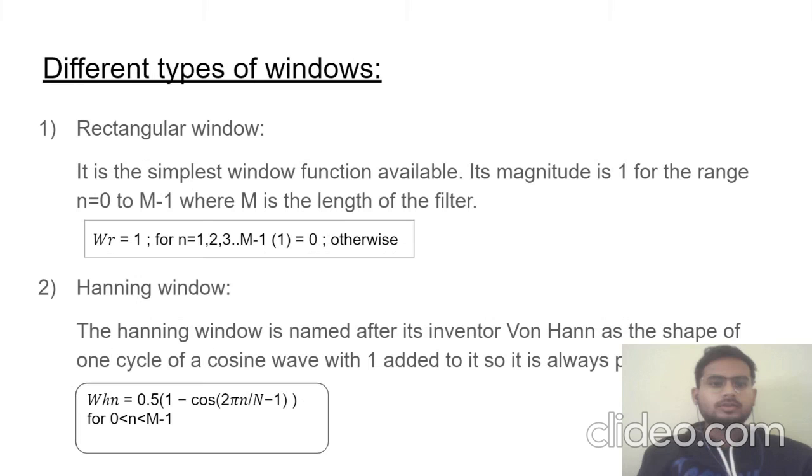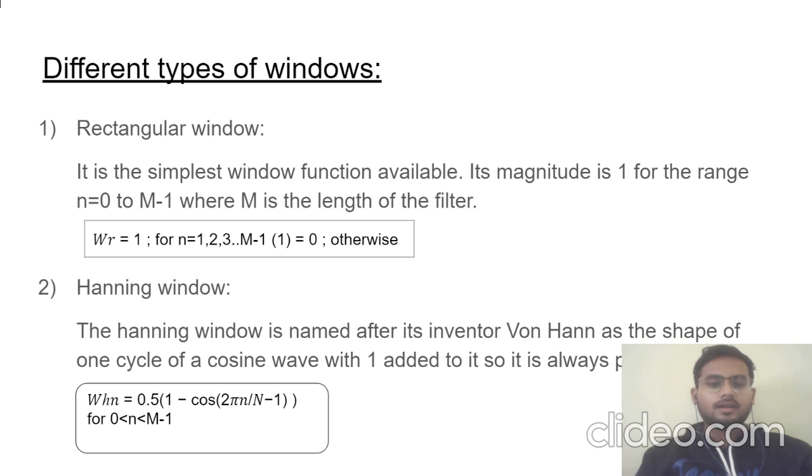Different types of windows. The first one is the rectangular window. It is the simplest window function available. Its magnitude is 1 for the range n equals 0 to M minus 1, where M is the length of the filter. The function of the rectangular window is given by w R of n equals 1 for n equals 0 up to M minus 1.